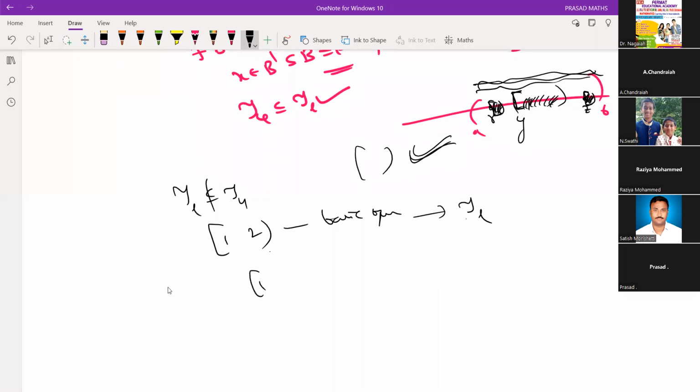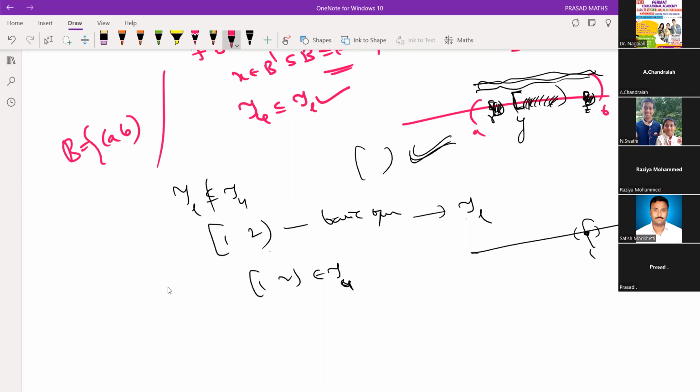The question is, is it in tau u? Is it open with respect to the usual topology? The answer is no, because one is not an interior point. Can you find a basic open set? What are the basic open sets with respect to the usual topology? They are open A, B, A less than B, A, B belongs to R. So the basic open sets are open bounded intervals (A, B).